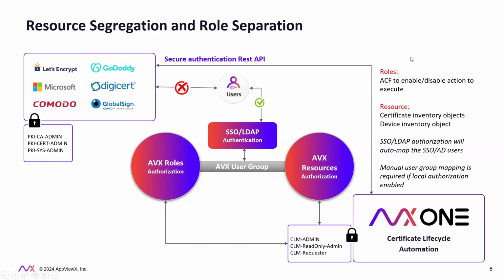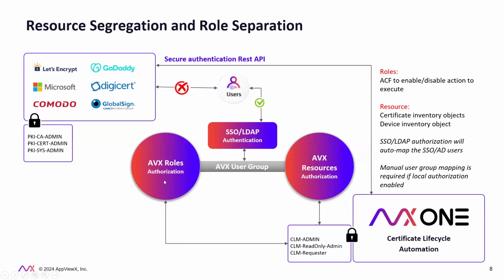But when you look at the account which has CLM in place, where you have a more controlled manner, where you can enforce your policy, when you look at AppViewX CLM as a tool to operate your CLM operations on a daily basis, the user is not allowed to access the portal directly. So they will log into AppViewX using single sign-on or LDAP as an authentication method, and authorization will be handled within AppViewX with two different controls. One is roles, the other one is resource.